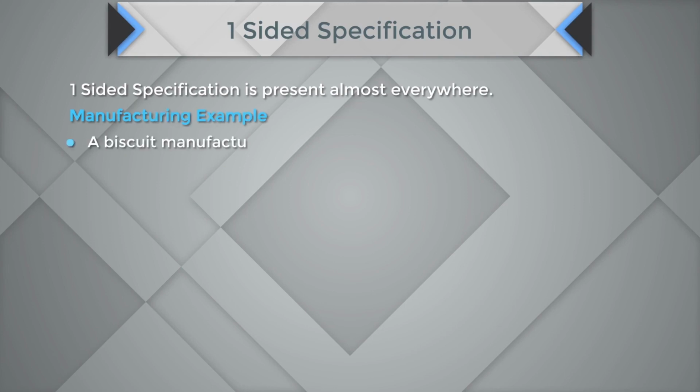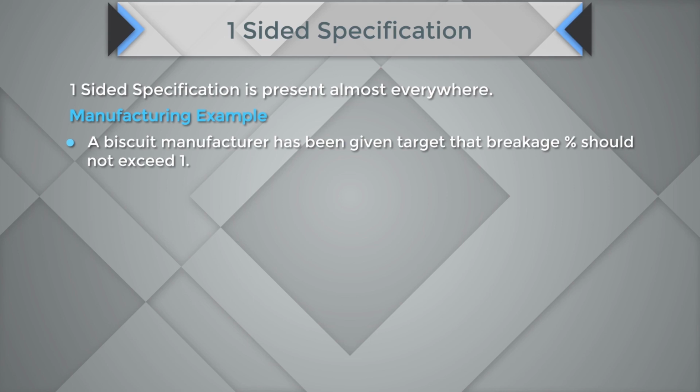One-sided specifications are present almost everywhere. Let's understand a couple of manufacturing examples first. A biscuit manufacturer has been given a target that the breakage percentage should not exceed 1. So the management has instructed the production team to say that the breakage percentage should never exceed 1%. So my USL given to me by my customer, that's my management, is 1.